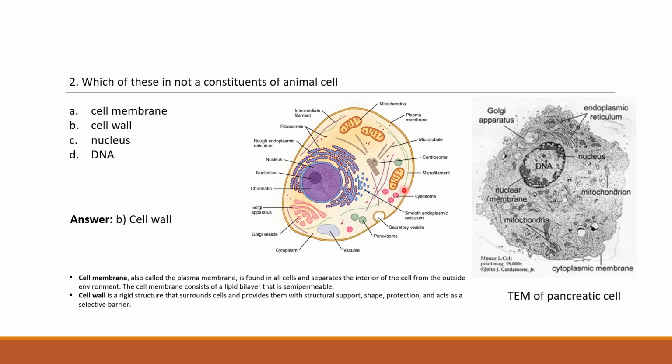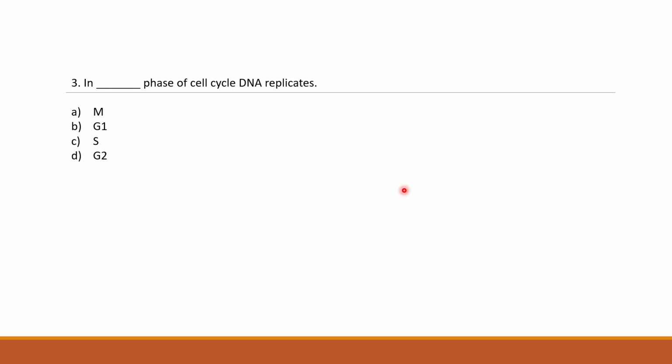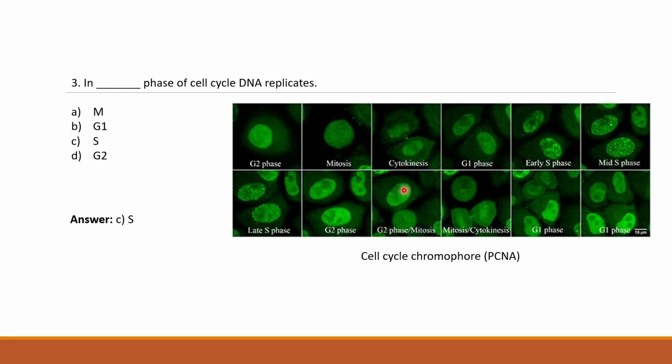Next was in what phase of the cell cycle DNA replicates. So that is S phase. So this is a picture I showed you all about the cell cycle chromophore, which is fluorescent in nature, and it is tagged to this PCNA protein, the proliferating cell nuclear antigen protein, which is active during the synthesis phase of the cell cycle.